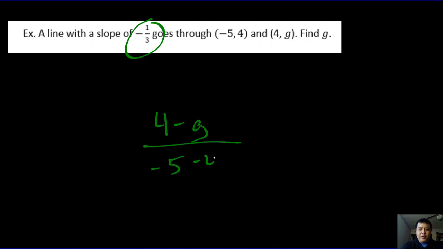Here it says a line with a slope of negative 1/3 goes through the points (negative 5, 4) and (4, G). Find G. So our slope is negative 1/3. What we're going to do is set up our equation just like we would with normal two points, except we're going to use G for one of our y's. So it'll be 4 minus G over negative 5 minus 4. All of that is negative 1/3.